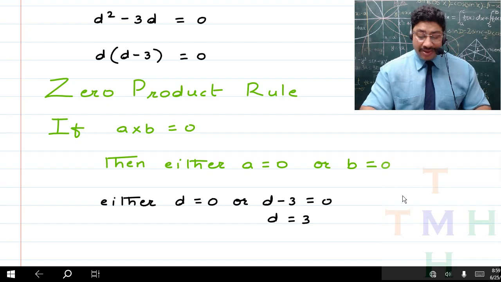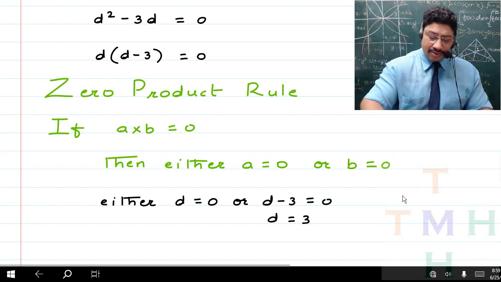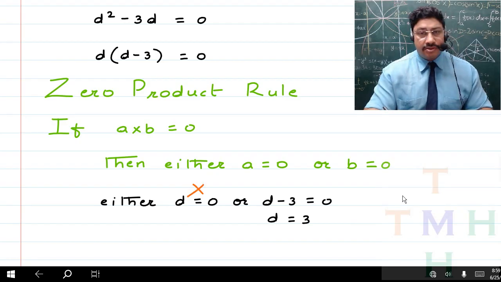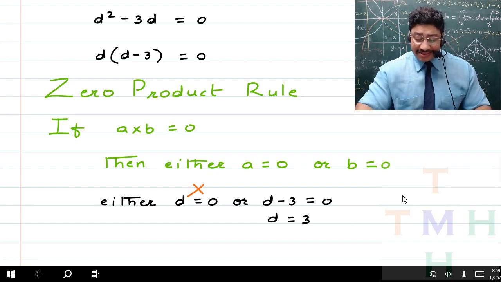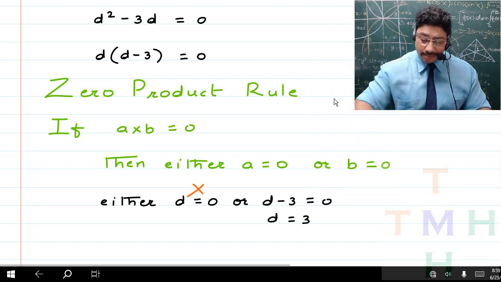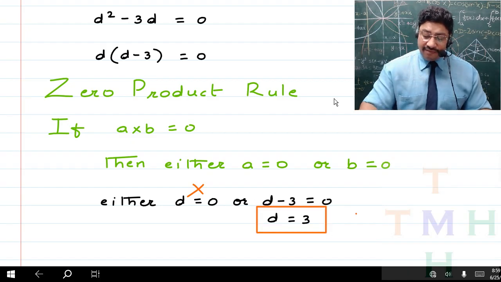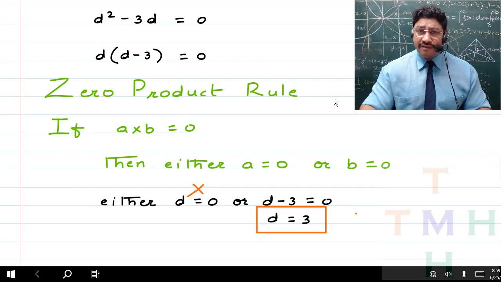Now here we have two answers. One, that the common difference is 0. That is something which is not possible. All right, so the other answer is the one that is possible, and thus we will put this in a rectangular box, showing that this is actually one of the solutions that we require to find out.